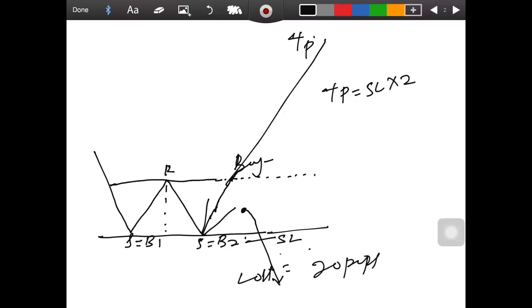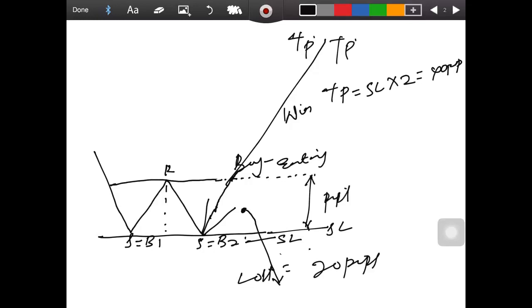If you win, you win 40 pips. So your entry price is here, your stop loss is here, your take profit is here. Remember, for you to calculate your stop loss, it is the difference in price. You subtract this price from this price, and you get your number of pips.